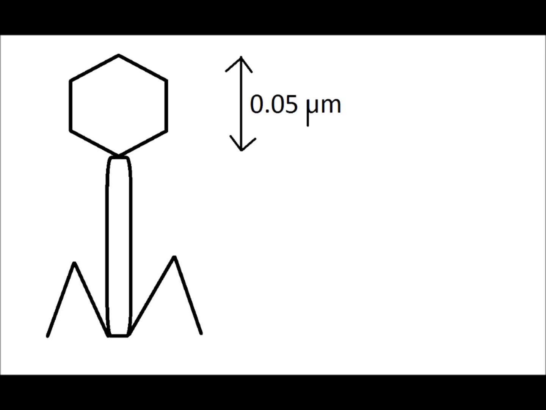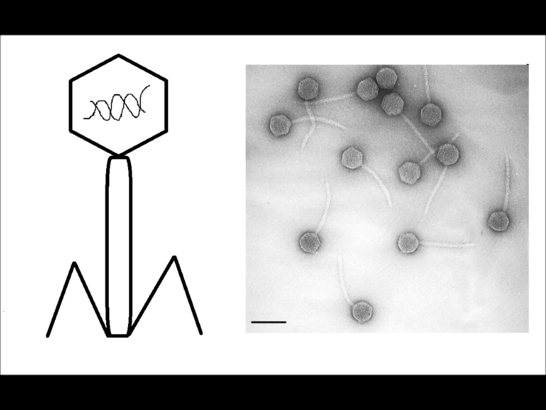The head is in the shape of an icosahedron with a diameter of 0.05 micrometers. The tail is tubular with a length of 0.15 micrometers. The phage particle also has a molecule of DNA, which is found in the phage head. It is double-stranded DNA, and when it's in the head it's partially dehydrated, which causes it to take the A form. Here's an electron micrograph of some of the Bacteriophage lambda particles.